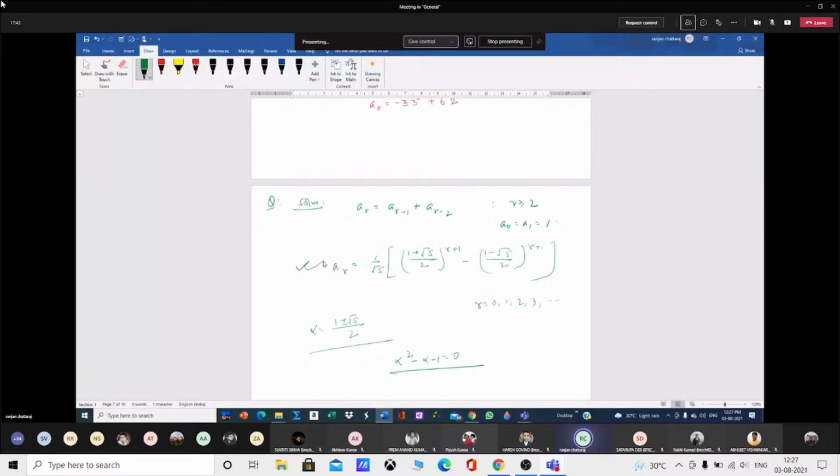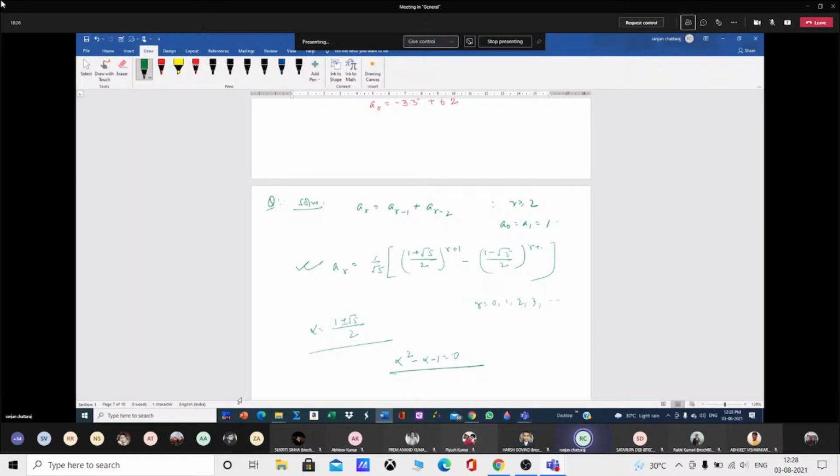This is a well-known result. That's why I'm writing the result. This is the Fibonacci series, and this is the recurrence relation of the Fibonacci sequence, in fact, not series. Yes, sir, I am getting the same, sir. Same, okay.